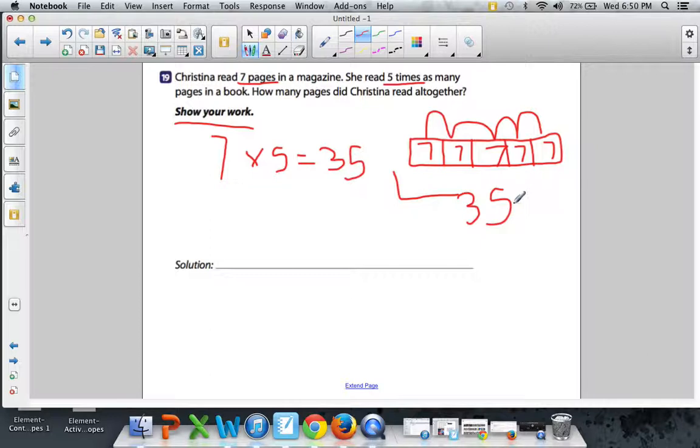We're getting older. We're in 4th grade now. And we're just getting a little more sophisticated. And we're able to explain ourselves with numbers, pictures, and how about we put some words in there too. How many pages did Christina read altogether? She read 35.